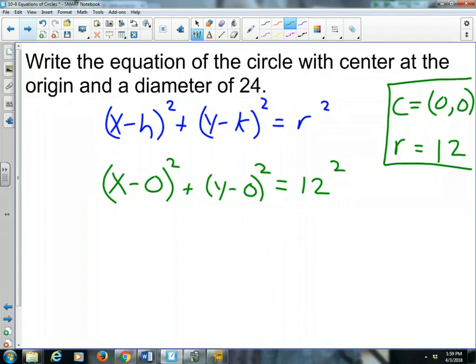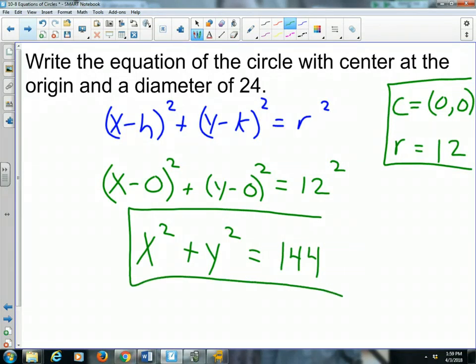So again, let's just clean things up a little bit. If we take x minus 0 and square it, we just get x squared. So it's more formally written as x squared. Y minus 0 is the same thing as y squared. That equals our radius squared, 12 times 12, 144. And there's the equation for this circle.